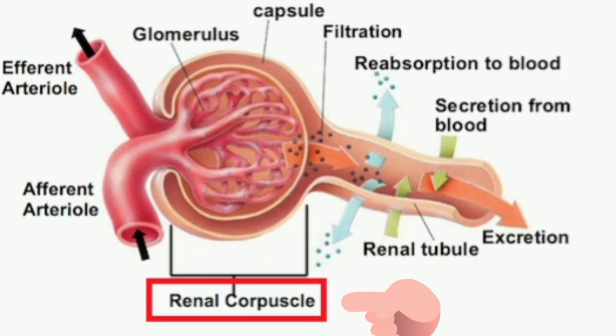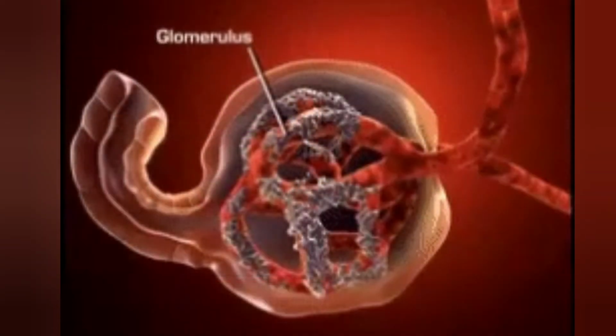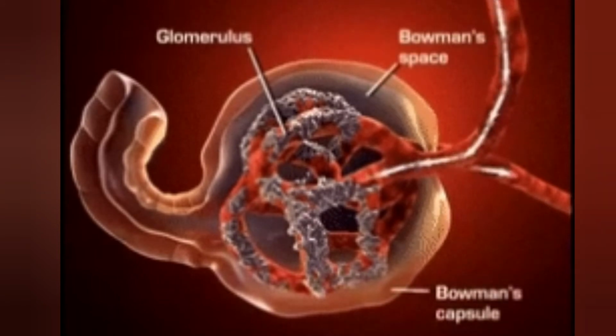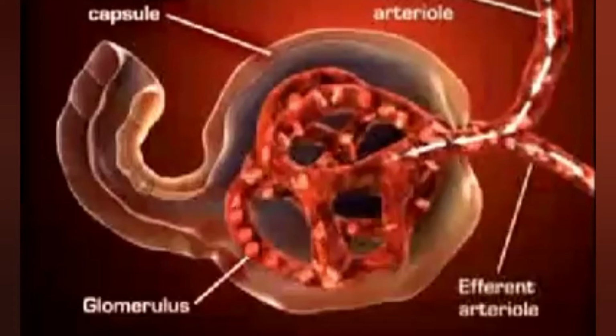Now the Malpighian body or renal corpuscle consists of again two parts. They are the glomerulus and the Bowman's capsule. So the Malpighian body or renal corpuscle, which comprises the glomerulus and Bowman's capsule, filters out large solutes from the blood and delivers small solutes to the renal tubule for modifications.